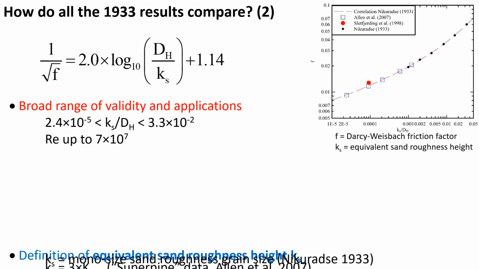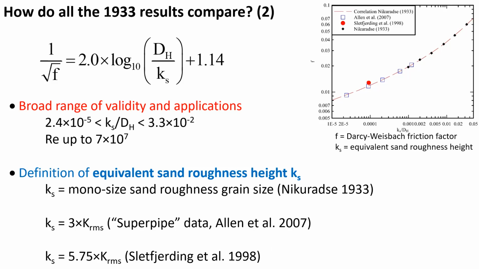It is important to note, however, that there remains some discussion in the definition of the equivalent sand roughness height, Ks. Nikuradse used a mono-size sand roughness grain size, while for more recent data, like the superpipe data, the equivalent sand roughness height was defined as 3 times the root mean square of the surface roughness.